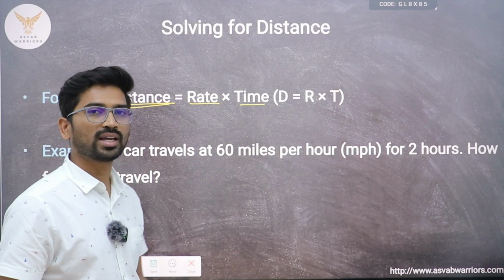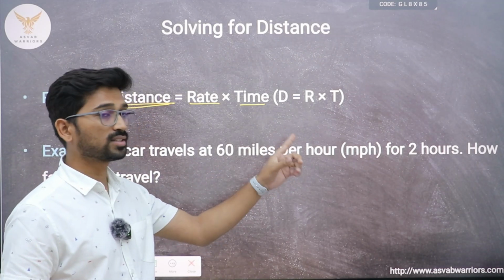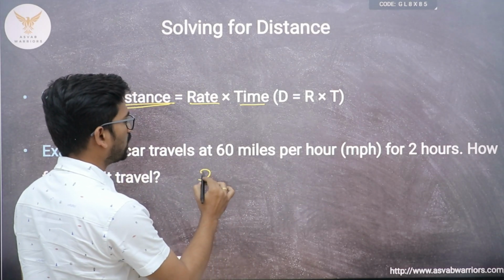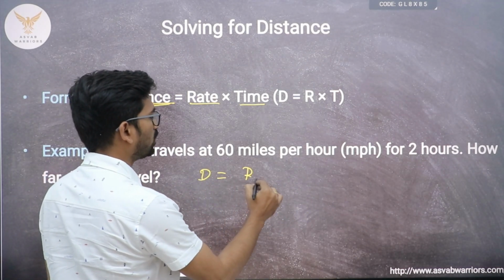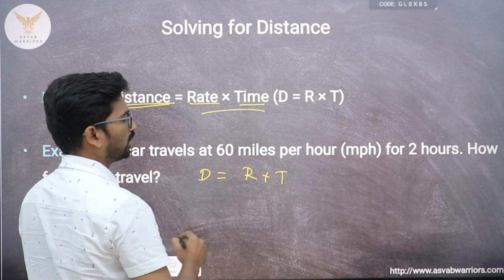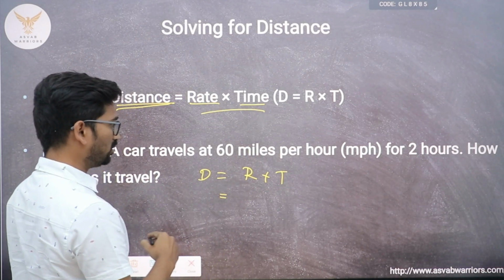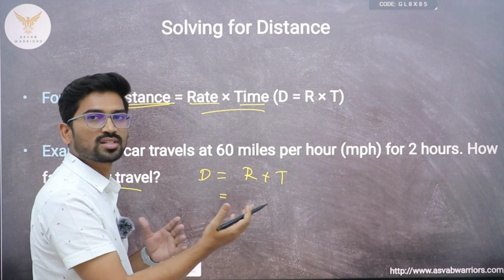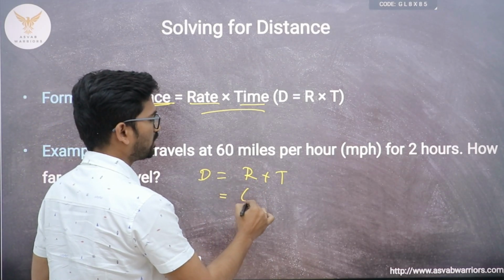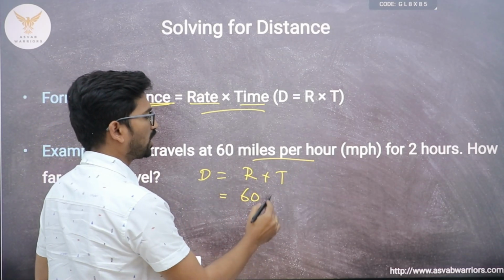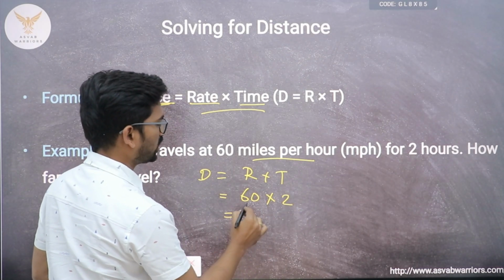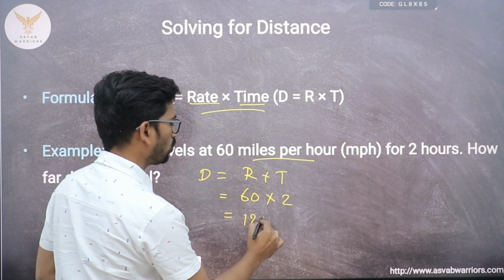Now the car is traveling at 60 miles per hour and it is traveling continuously for 2 hours. How far will it go? We have the formula which says distance is equal to rate into time. Now how far the car travels, it means how much distance it will cover, and the rate is given as 60 miles per hour and time is given as 2 hours. So 60 times 2 will be 120.